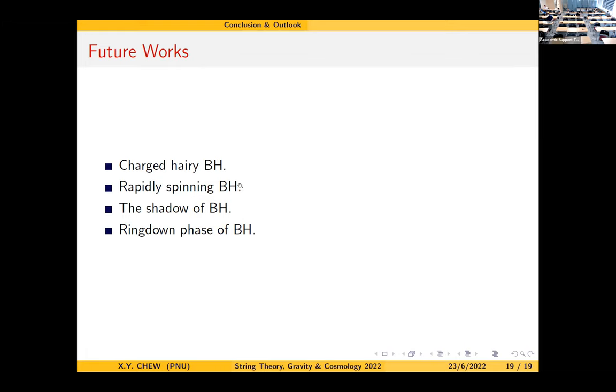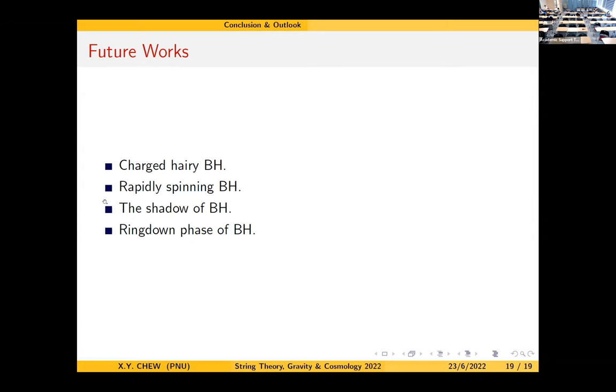Because some hairy black holes can exceed the Kerr bound. It means that the rotational parameter a can exceed the value of one. So you can see whether this black hole solution can exceed the Kerr bound or not if you try to generalize to the rapidly spinning case.